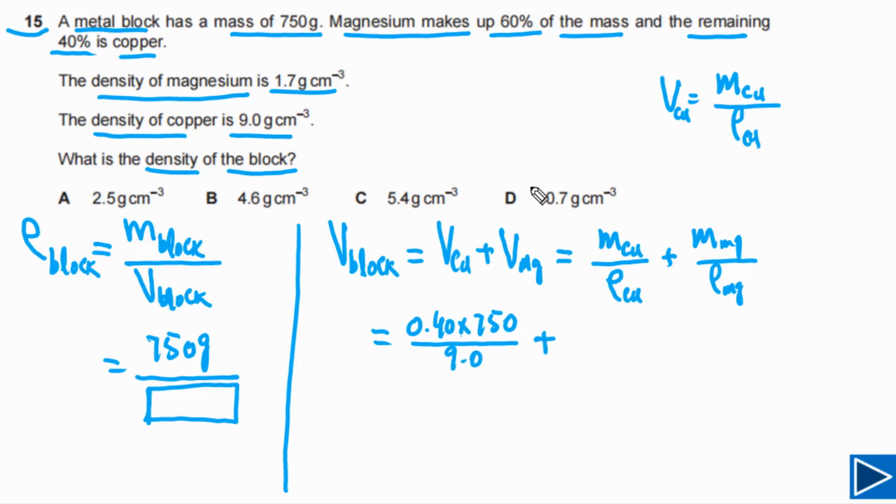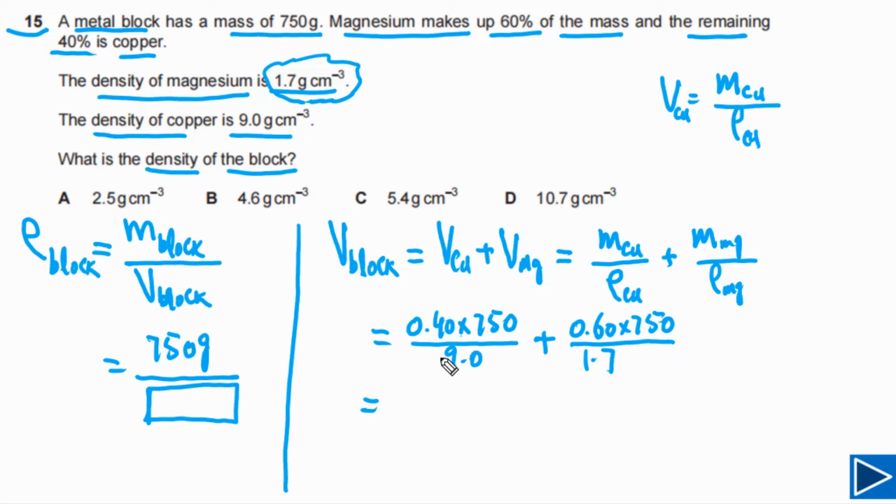And the mass of magnesium. Magnesium makes up 60% of the total mass. Means 60% of the mass of the block is mass of magnesium. So we will be multiplying total mass with 0.60. So this is multiplied by 750 divided by density of magnesium, that is given here. And so this is density of magnesium. So we can simply divide this one by 1.7.